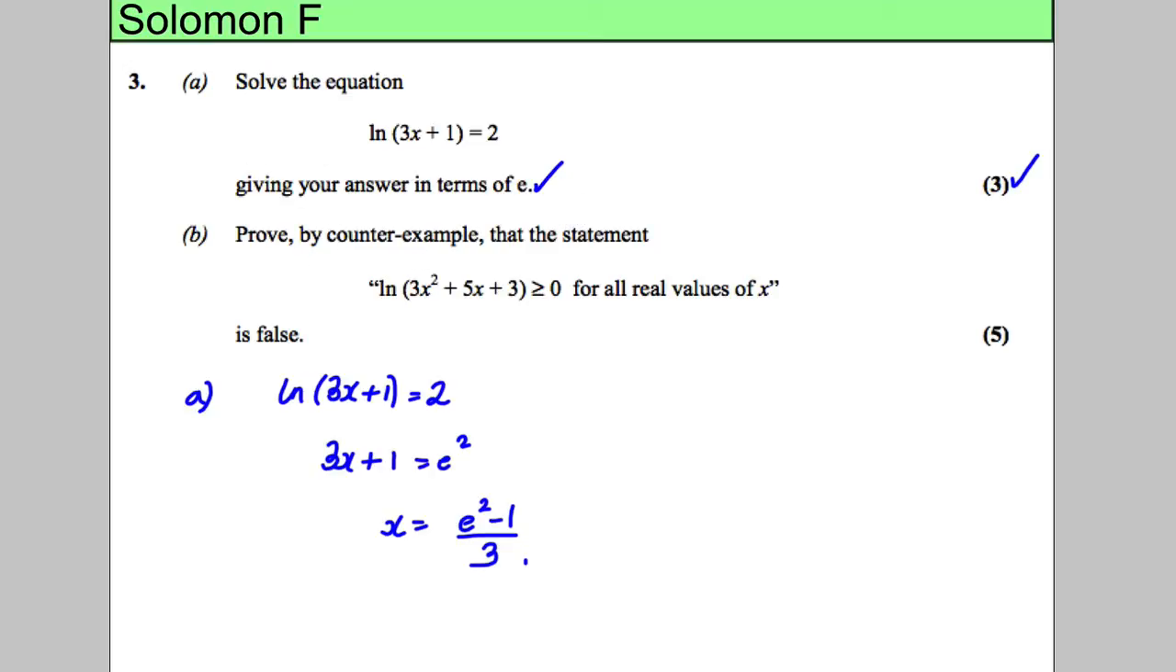Okay, now for part B, we're asked to do the following. Prove by counterexample that this statement is false. We want to prove that ln of this thing here is bigger than or equal to 0 is false by a counterexample.